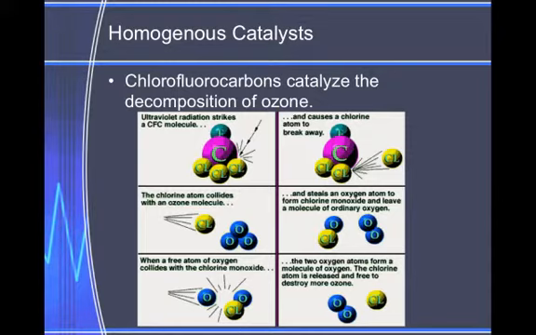This chlorine atom is then free to collide and steal electrons from somewhere else. Once it finds an ozone molecule, then it can steal the oxygen atom to form chlorine monoxide and leave a molecule of ordinary oxygen, O2. Then, when a free atom of oxygen collides with that chlorine monoxide, we have our regular oxygen form, and then that chlorine is free to go off and knock into something else.